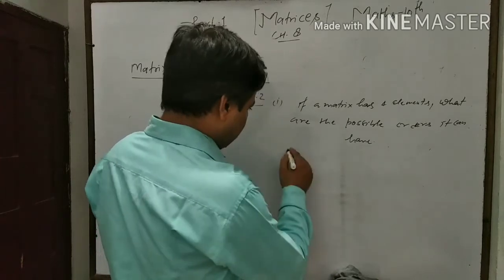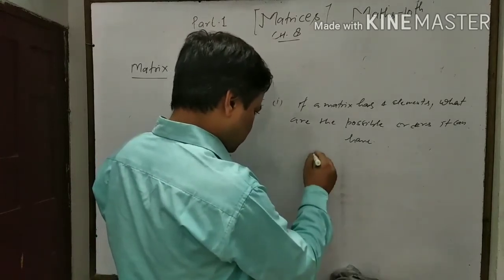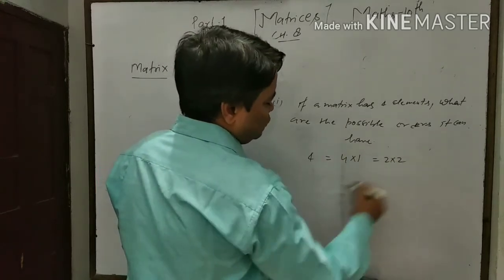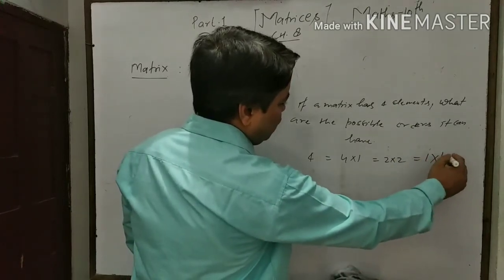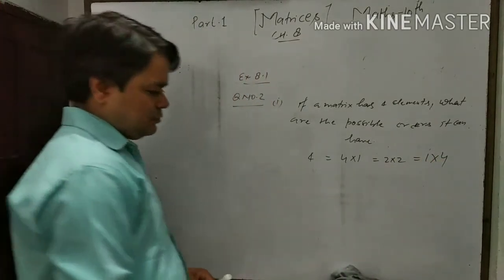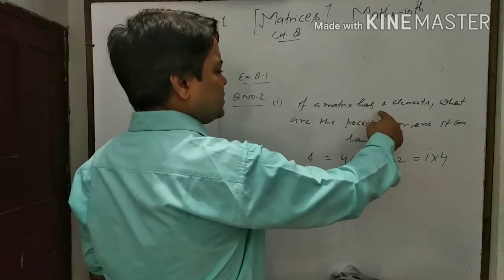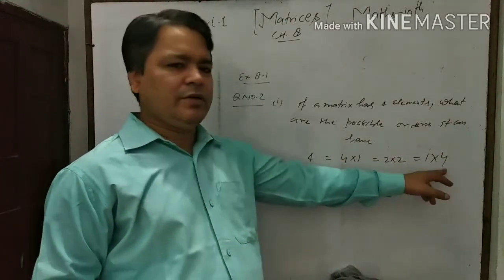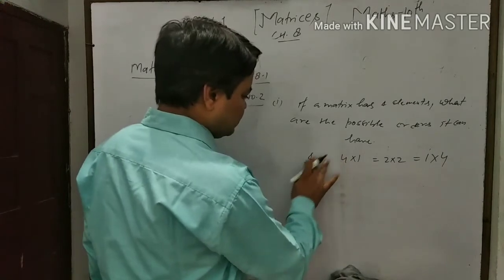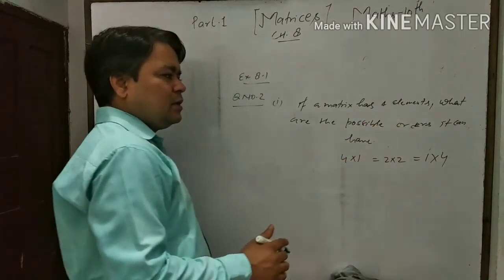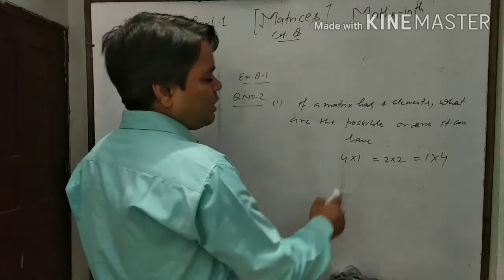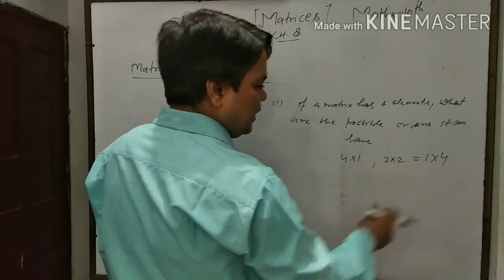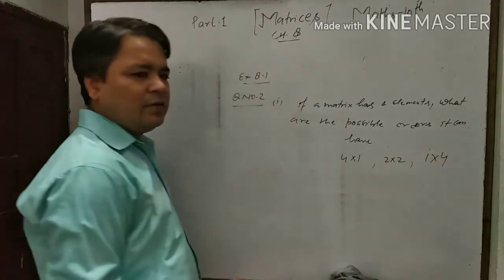Since here we have 4, we can write 4 in this way also: 4 into 1. We can write 2 into 2. And we can write 1 into 4 also. It means a matrix having 4 elements can be arranged in these ways. The required matrix will be of order 4 by 1. It may be of order 2 by 2, and it may be of order 1 by 4.